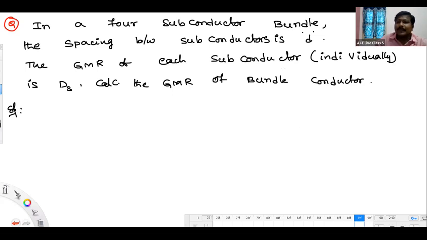Now, he didn't mention what the configuration of the subconductors in the bundle is. He said simply we have 4 subconductors in the bundle. In this case, we have to go with our standard configuration all the time. We have to arrange the subconductors in a square, even though he didn't say it. Okay, so I'll write it in standard configuration.